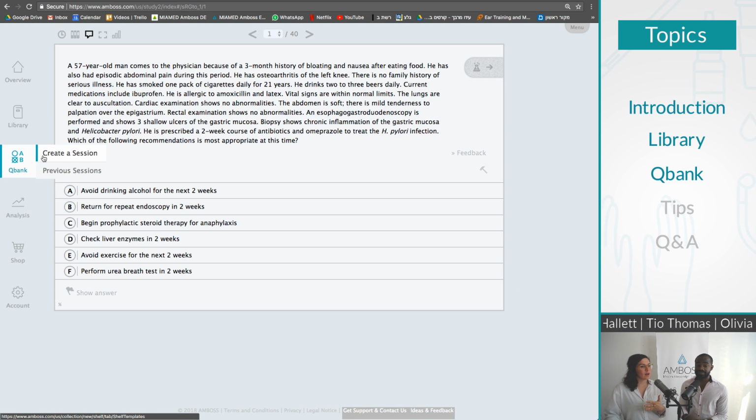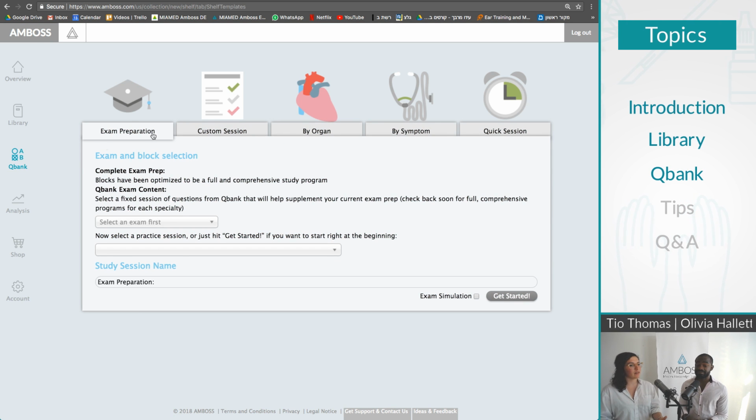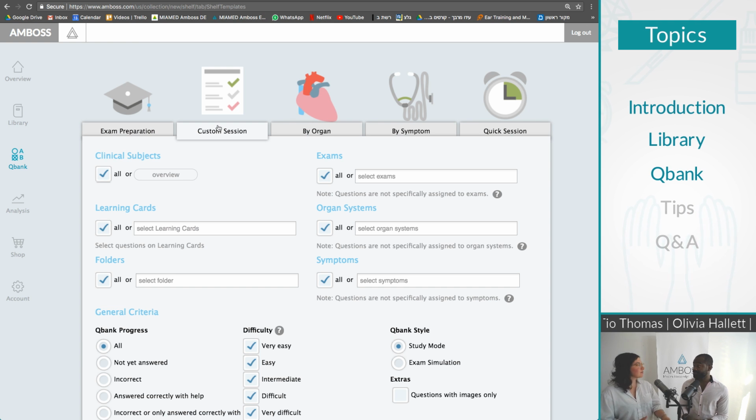But maybe you want to explore a bit more. You're earlier in your rotation, you have a bit more time. You want to explore a bit more around this congestive heart failure patient. And maybe that means you want to create a block of questions that are just featuring the symptoms that you have seen. And you want to be able to say, like, when is it CHF? And when is it something else?